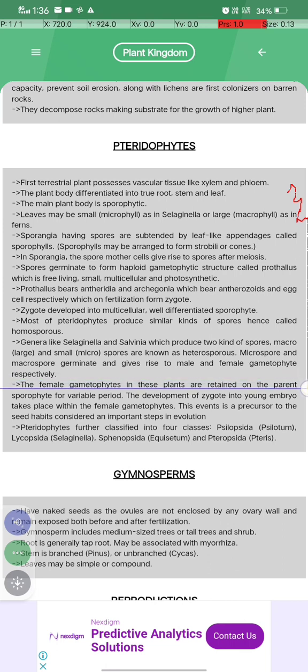The female gametophyte in these plants is retained on the parent sporophyte for a variable time, and the development of the zygote into the embryo takes place within the female gametophyte. This event is a precursor to the seed habit and is considered an important step in evolution. Pteridophyta is further classified into four classes: Psilopsida, Lycopsida, Sphenopsida and Pteropsida.